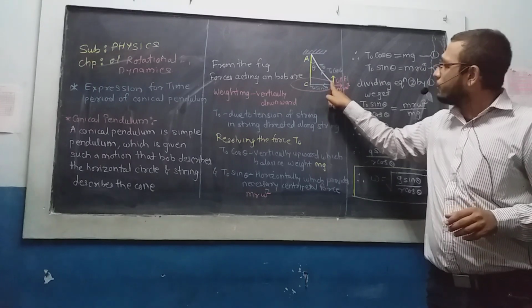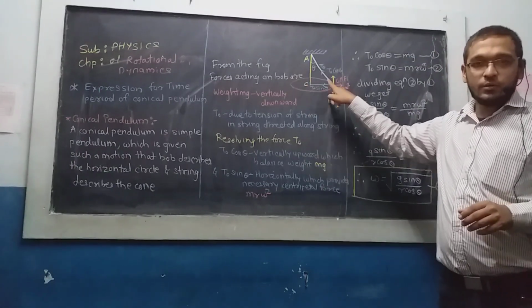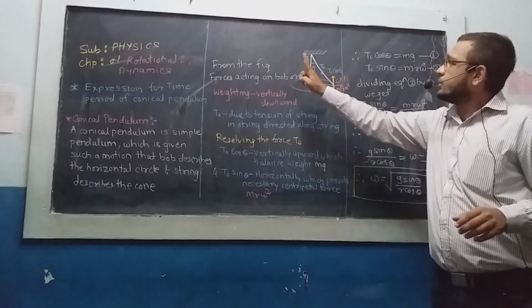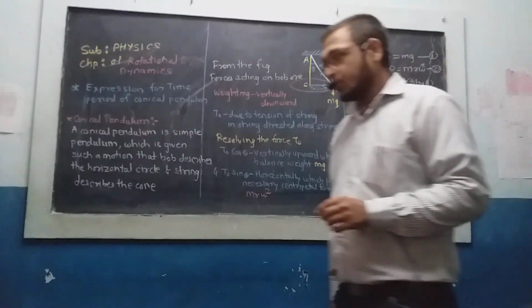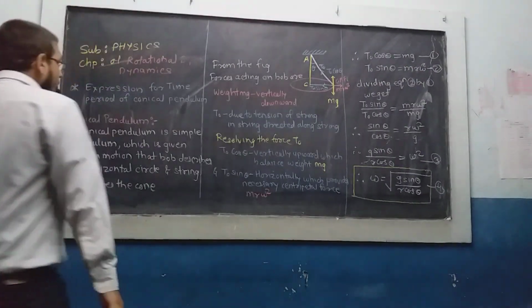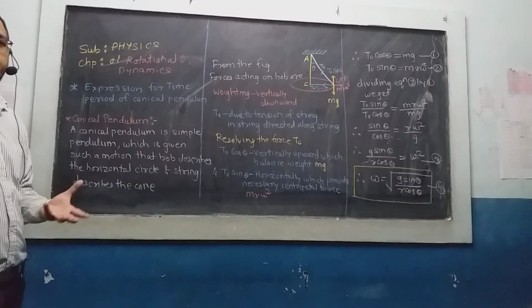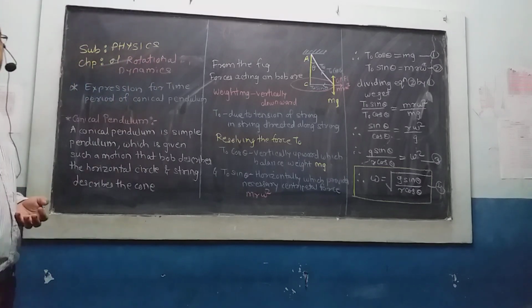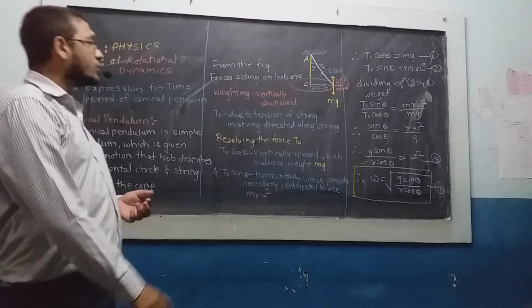Suppose here it is a bob. That bob is performing a circle in a horizontal plane, and this is a thread, a string, which makes a cone. So this is a conical pendulum. Now we are going to derive the expression for time period of conical pendulum. What is time period? The time required by a pendulum to complete one oscillation, one such circular motion, one revolution, is called time period.